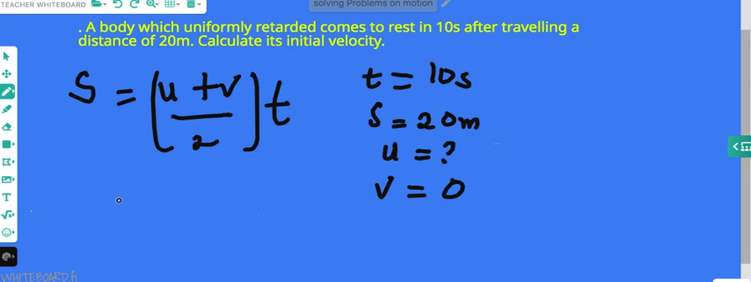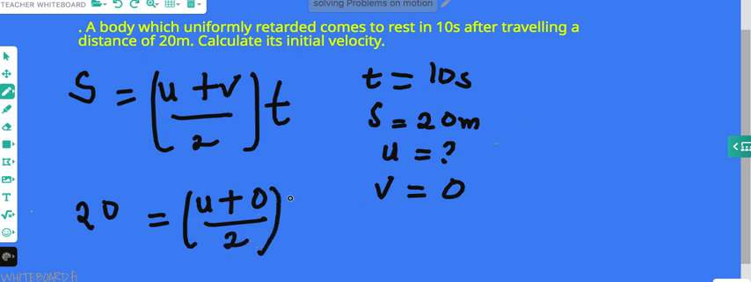So using this formula, we can say that s, which is 20, equals (u plus v) all over 2, where u is unknown and v is 0, then outside t, which is 10. So from here, our 2 can divide our 10.